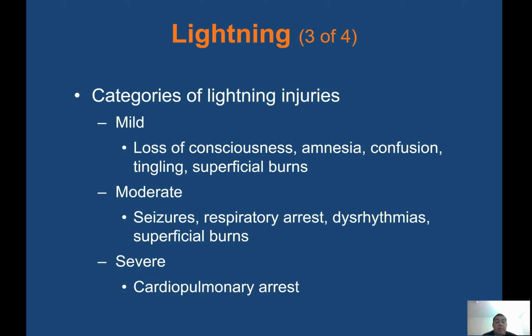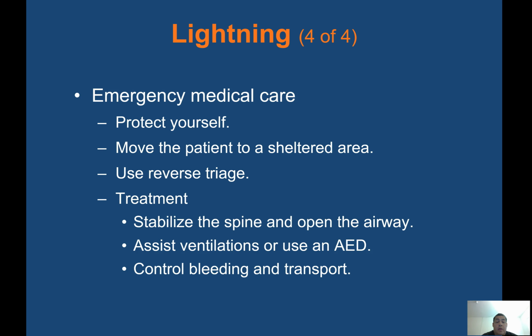Categories of lightning injuries: mild, loss of consciousness, amnesia, confusion, tingling, superficial burns. Moderate, seizures, respiratory arrest, dysrhythmia, severe burns. Severe, cardiopulmonary arrest. So emergency medical care: protect yourself, move the patient to a sheltered area, use reverse triage. Treatment: stabilize the spine, open the airway, assist ventilations or use an AED, control bleeding, and transport.